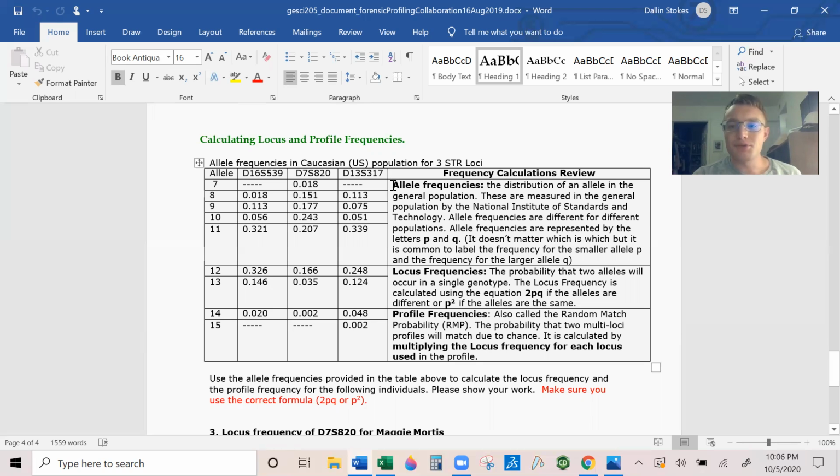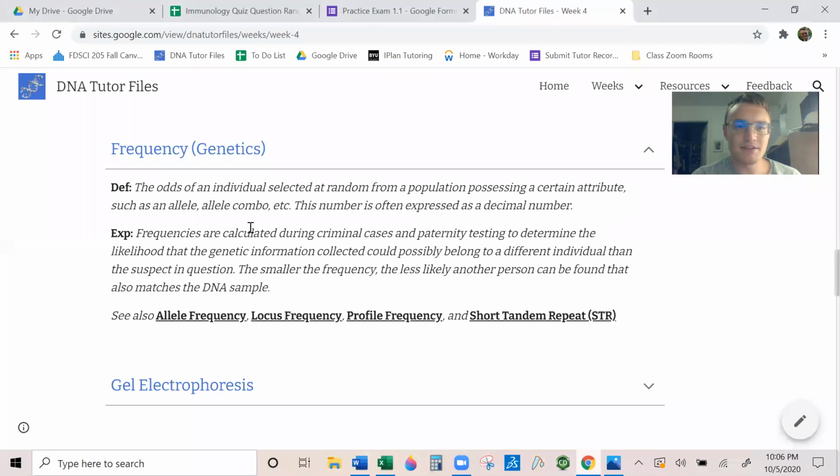So the first one, the highest or the least distinctive, is allele frequency. Now, first off, let's start with the term frequency. A frequency in genetics means the odds of an individual selected at random from a population possessing a certain attribute, such as an allele combo, etc. This number is often expressed as a decimal number. So basically when we're asking about a frequency, it's what are the odds of finding a person in the population that matches this particular criteria.